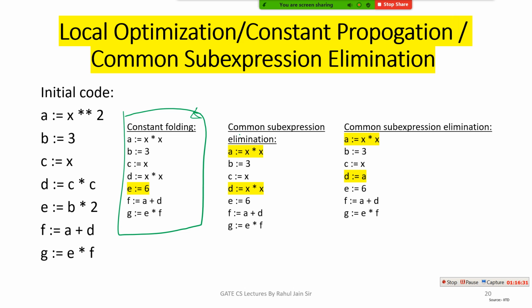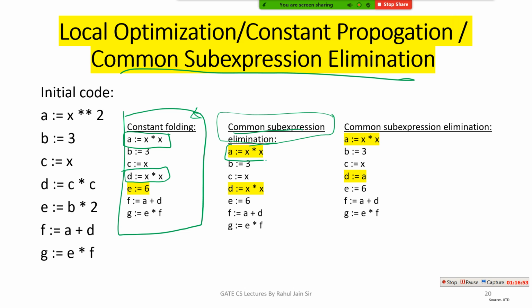Now the next step is common sub expression elimination. In common sub expression elimination, what are we doing? Observe here. As per the grammar, we have a equals to x into x here, and we have d equals to x into x here. So if you observe, a equals to x into x is here, and again we have d equals to x into x here. So we can reduce this 3 address code.